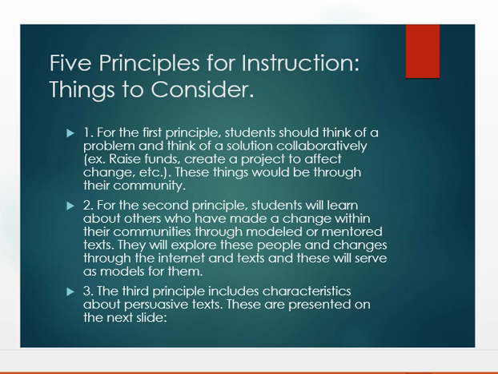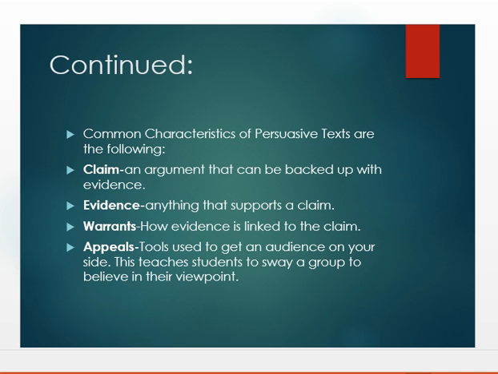And once you've done all of those things, that's when you're going to move on into the third stage, which the third principle includes characteristics about persuasive texts. And these are presented on the next slide. So I'm going to continue talking about the third principle and some of the things that go with that. So the common characteristics of persuasive texts are the following.